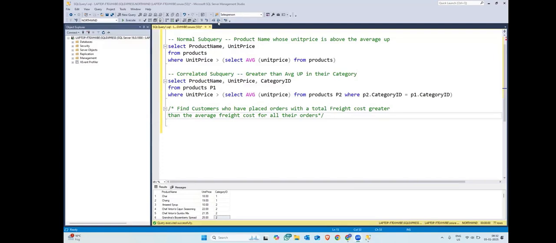We have to take the freight cost from the orders table. Yes, you have to. Okay, no worries. So let me do this for you, right?